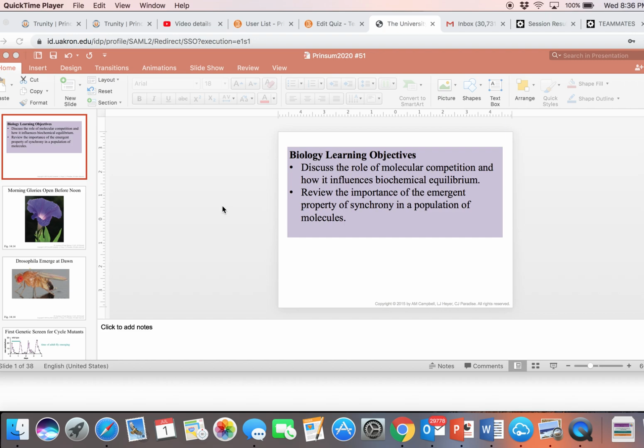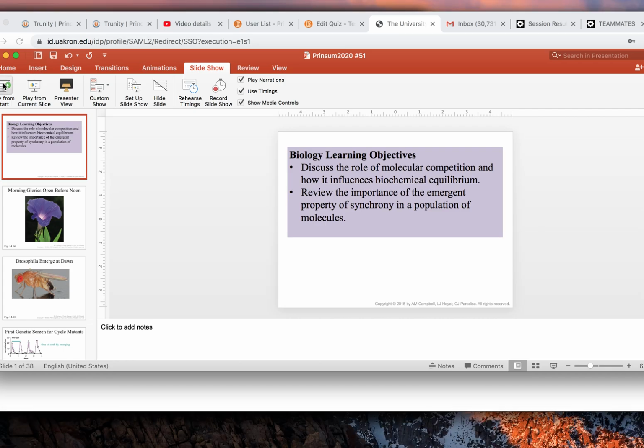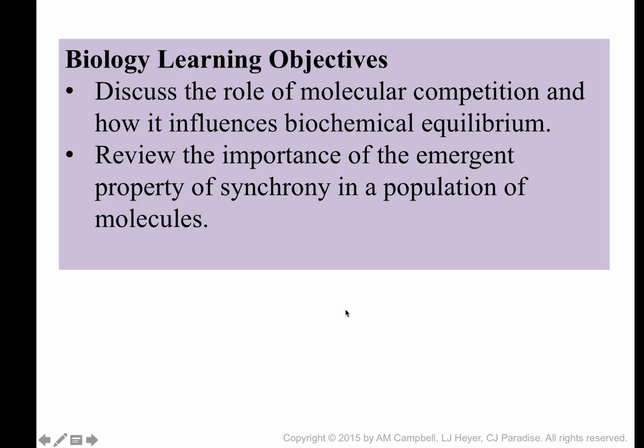This is podcast number 51. And all week, this week, we're talking about emergent properties. And this chapter deals with how cells get together for emergent properties. This particular example of emergent property is the ability to tell time.